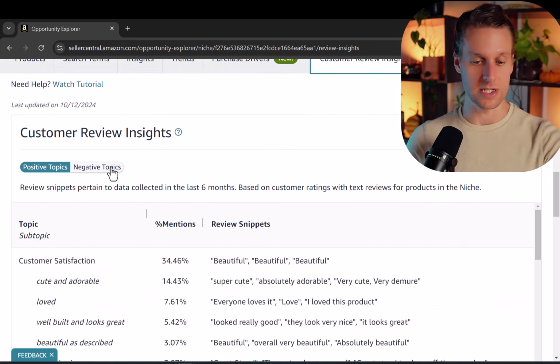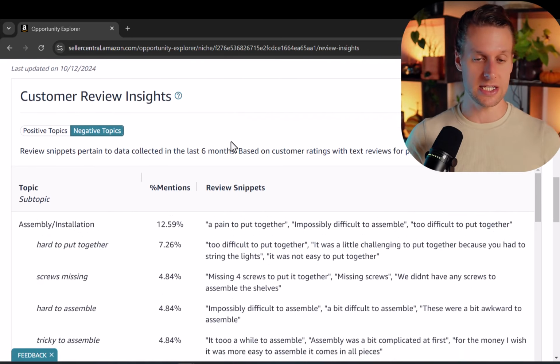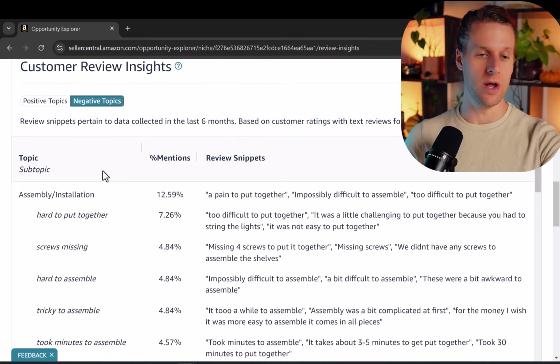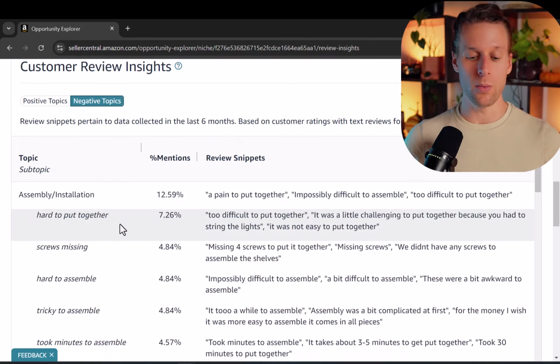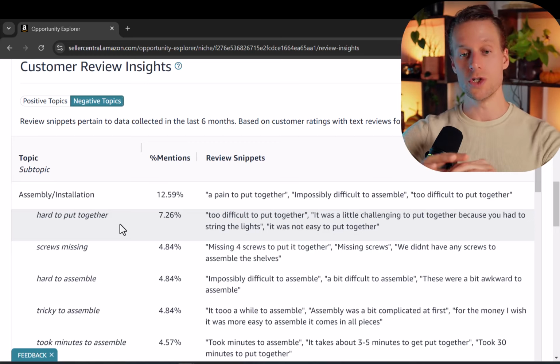If we go to negative topics, here's where the real juicy stuff lives. Okay, now look at this. These are the review snippets based on just the last 6 months. So this is timely data telling us what negative reviews were about. And we can see them ranked. So now we see assembly and installation, hard to put together, was the number one thing people wrote negative reviews about. So what we're gonna do to combat this is we're gonna make one that's the easiest possible process to put together. It's gonna be super simple.